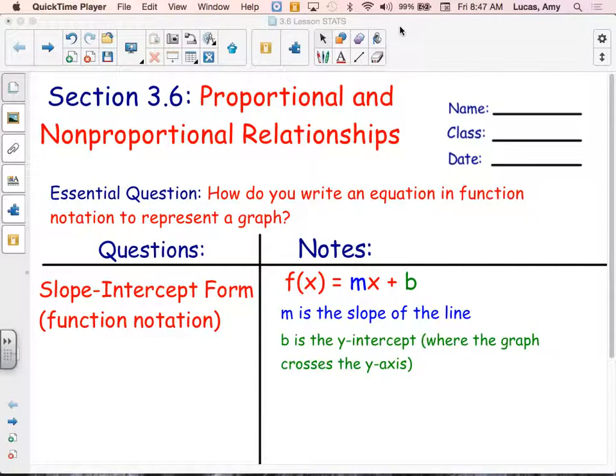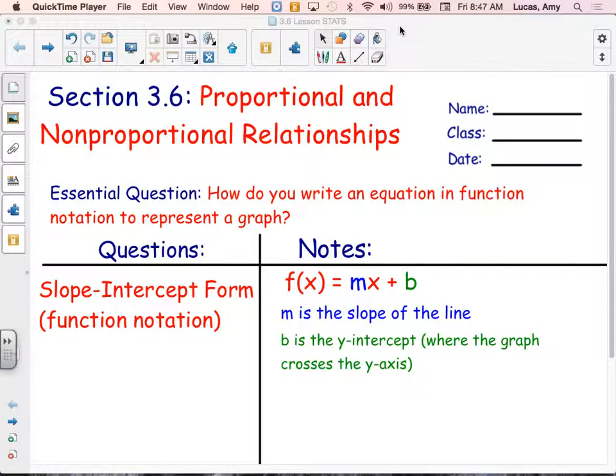So that slope-intercept form says f of x equals mx plus b. It starts with f of x because that's function notation. So it's a function in terms of x, our independent variable. So the variable is x. The m and the b, those are not variables.